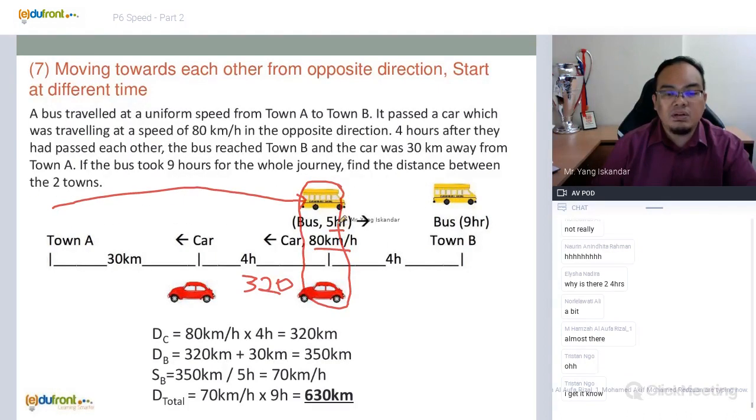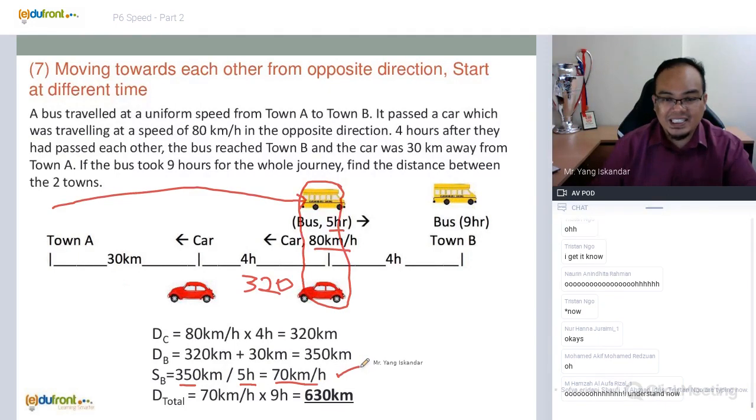Okay, so since we know the time taken by the bus is 5 hours to pass by the car, and the distance the bus had traveled is 350 kilometers, we can find easily the speed of the bus. How do you find the speed? Distance divided by time. So distance is 350, and the time is 5 hours. So 350 divided by 5, we get 70 kilometers per hour. We get the speed of the bus.